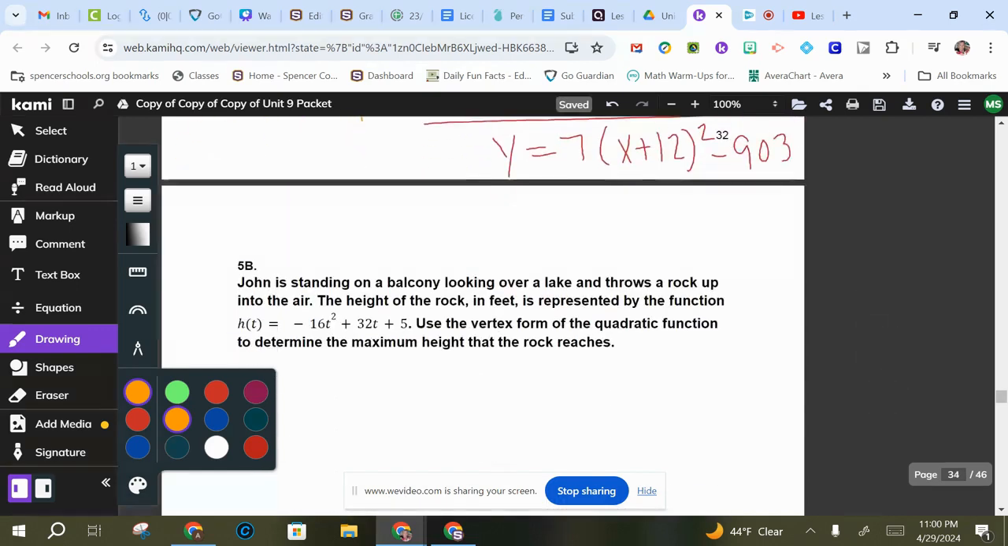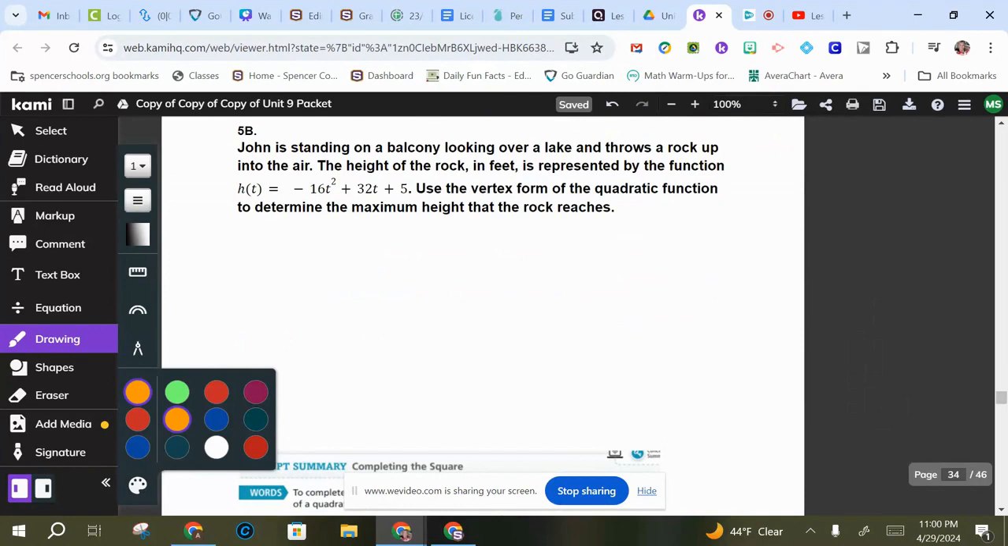Okay, last try it. Stop if that's how you like to do it. Try it, see if it works. If not, you can listen to me walk through it. So today we're going to solve here. John is standing on a balcony looking over a table and throws a rock up in the air. The height of the rock in feet is represented by the function h of t equals negative 16t squared plus 32t plus 5. Use the vertex form of the quadratic function to determine the max height.